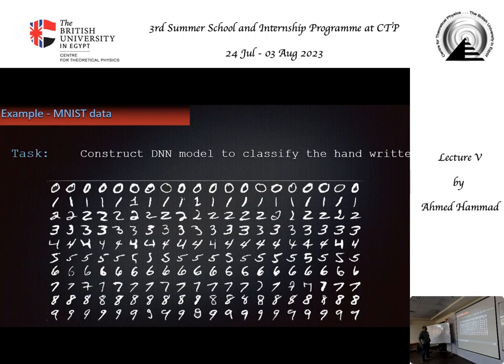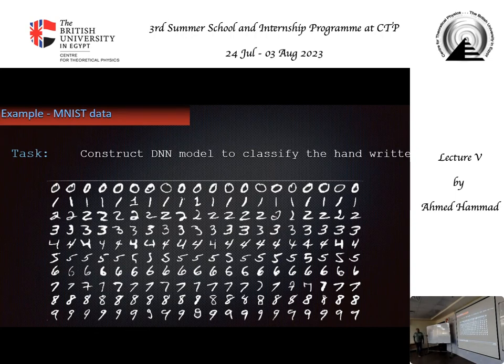Well, so now we can train the deep learning model, and our first example is the hello world in machine learning. And hello world in machine learning is how to construct a deep learning model to classify the handwritten image data sets.